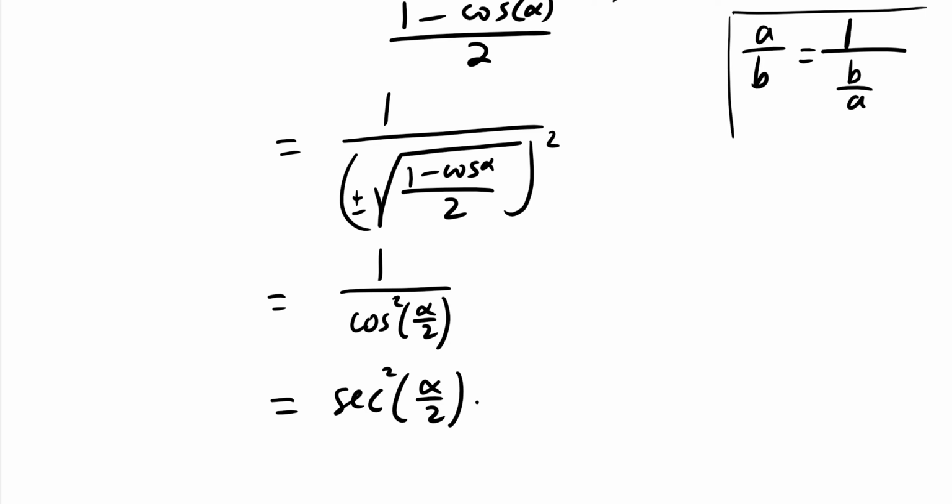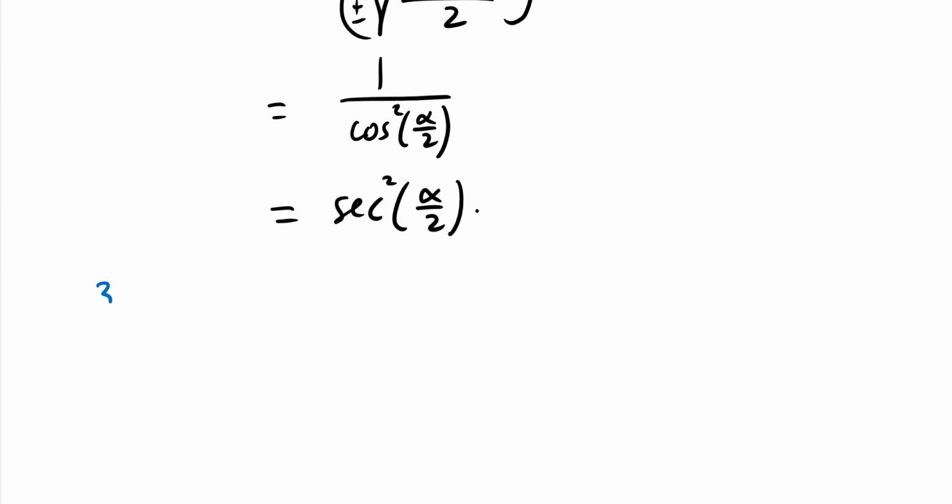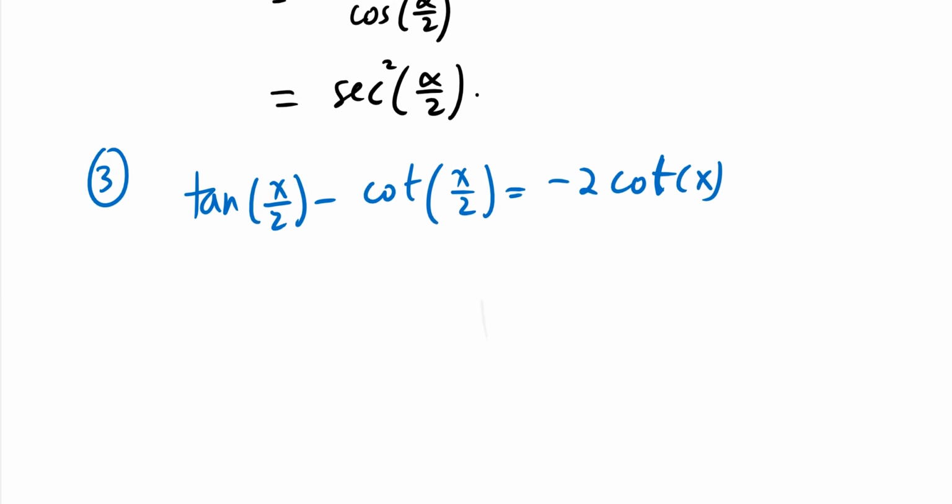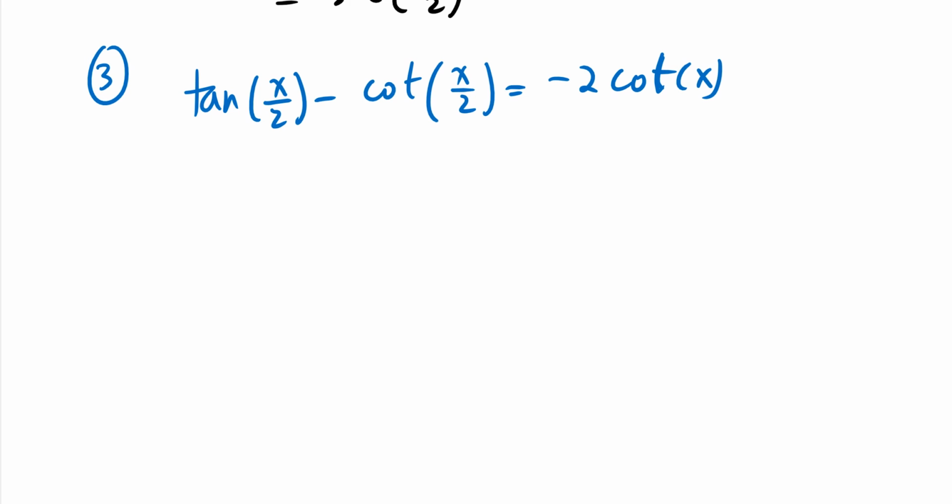I'm going to show another example, one more example, called number 3. Let's say we are asked to prove tangent x over 2 minus cotangent x over 2 equals negative 2 cotan x. Negative 2 cotan x. So how do we do that? I'm going to start with the left-hand side. Let's see if we can get to the right-hand side.